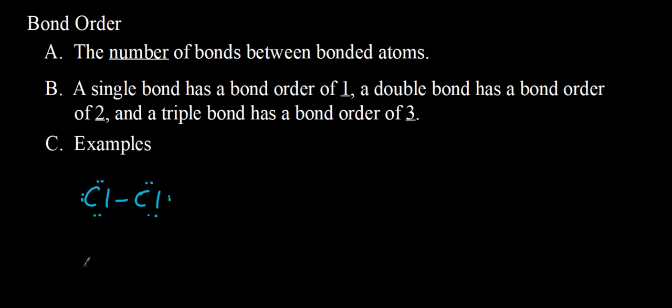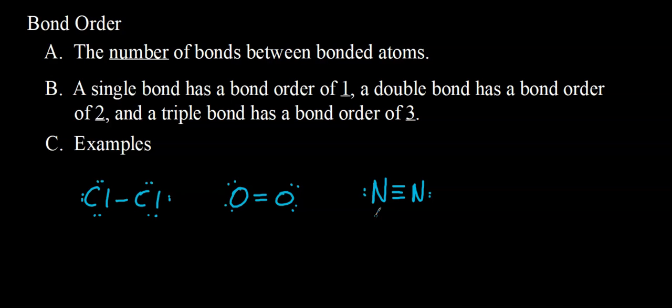So consider the molecule chlorine. What is the bond order in chlorine? Well, we have 1 single bond, so we would say that the bond order is 1. Now let's take a look at the Lewis structure for diatomic oxygen. In this case, the bond order is 2. We have a double bond. And you know where I'm going next. The bond order in this molecule is 3.